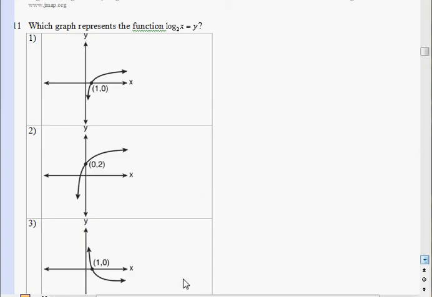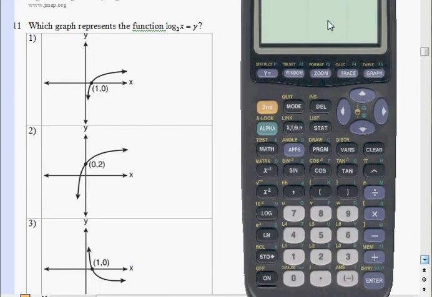Alright, question 11. They want to find out which one of these graphs represents the function log base 2 x equals y. So you can actually graph this out on the graphing calculator and see which one looks similar to it. So to our graphing calculator, let's turn it on. Okay, go to the y equal sign, and we're going to type in log base 2 x.